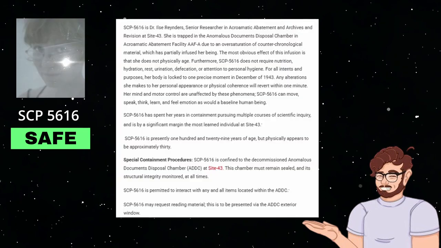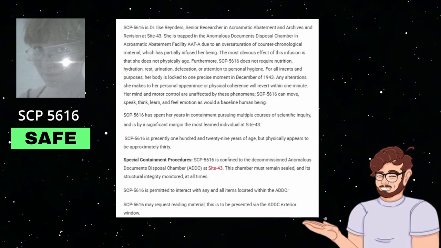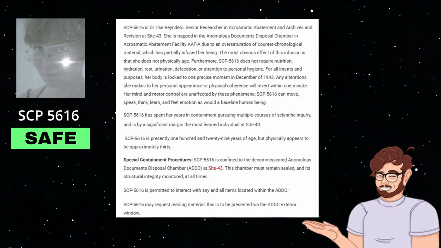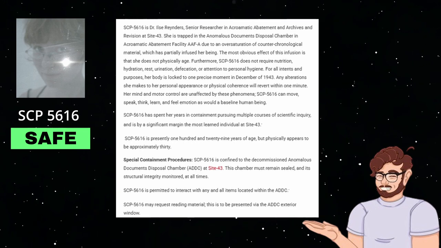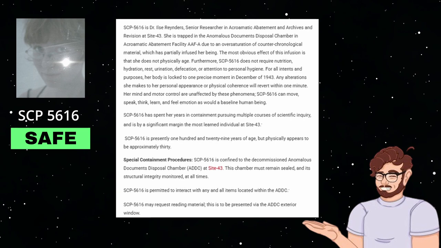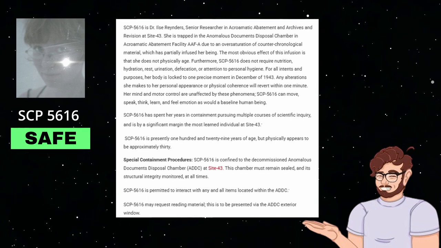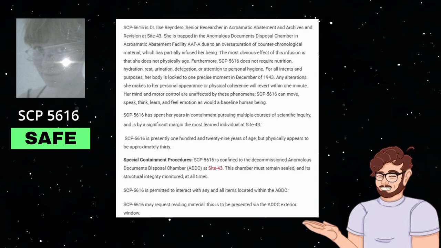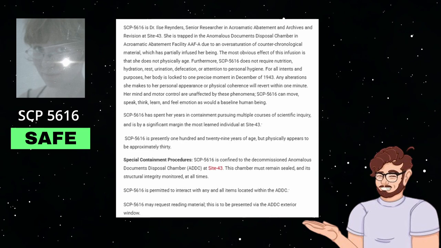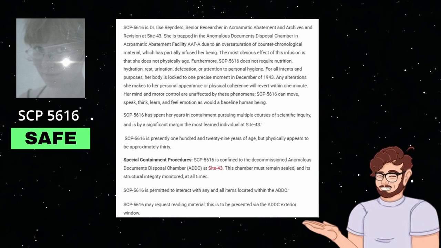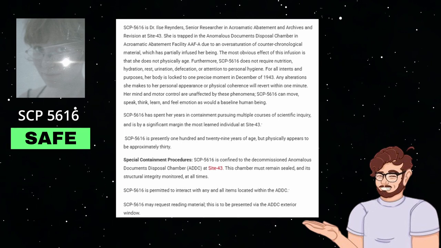SCP-5616 is Dr. Elise Reinders, Senior Researcher in Achromatic, Batman and Archives and Revision at Site-43. She is trapped in the Anomalous Documents Disposal Chamber, in the AAF, due to an oversaturation of counter-chronological material, which has partially infused her being. The most obvious effect of this infusion is that she does not physically age. Furthermore, 5616 does not require nutrition, hydration, rest, urination, defecation, or any attention to personal hygiene. For all intents and purposes, her body is locked to one precise moment in December of 1943.